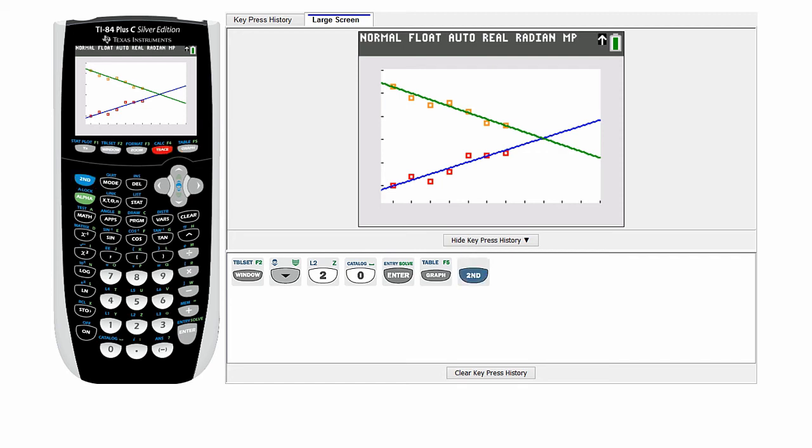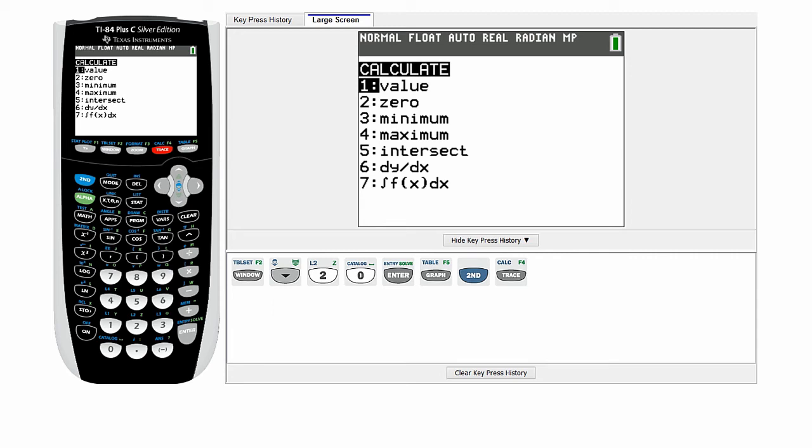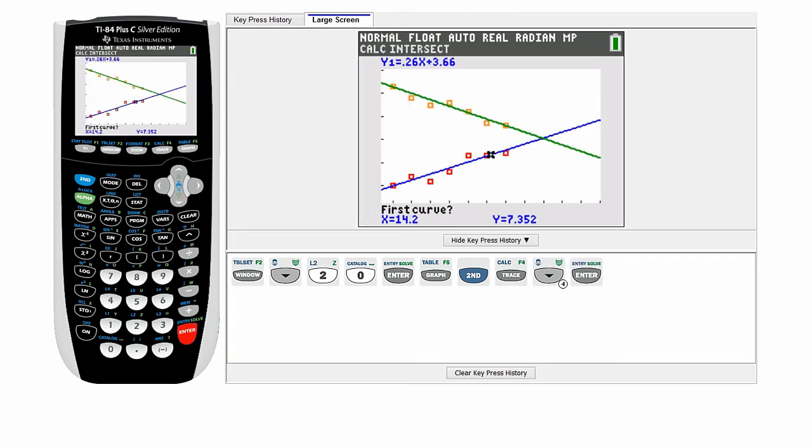Second, Calc, which is second in your trace button. I want Intersect, which is 5. I can arrow down and press Enter, or just press the number 5. My first curve, arrow over on my right arrow to where I think they cross. So press enter. Second curve, my guess. And the intersection, x equals 16.96, which does round to 17. Y equals 8.07, which is very close to our 8.08%.